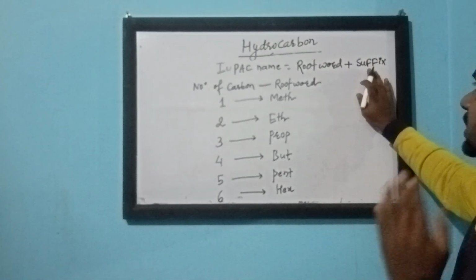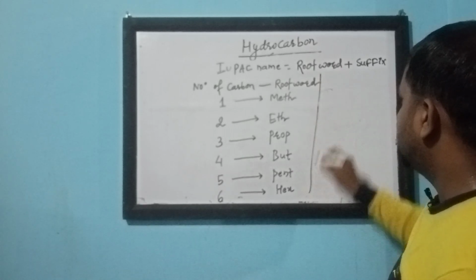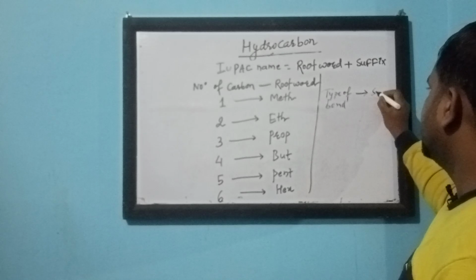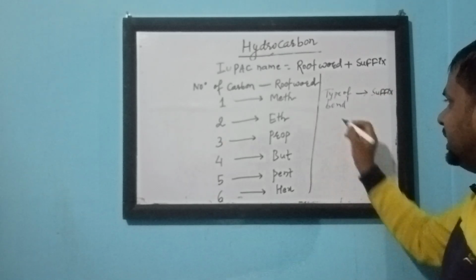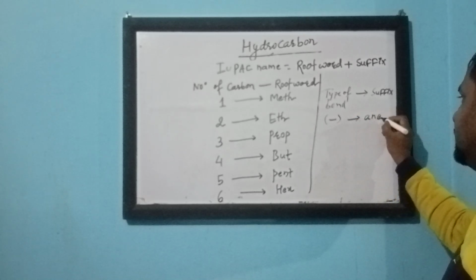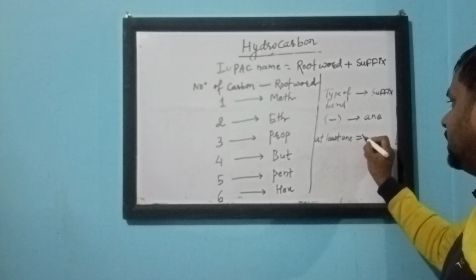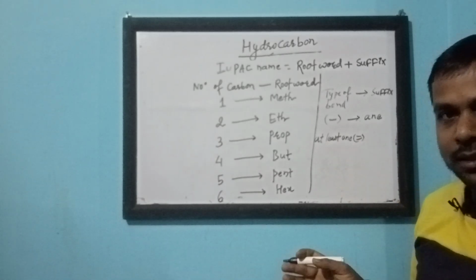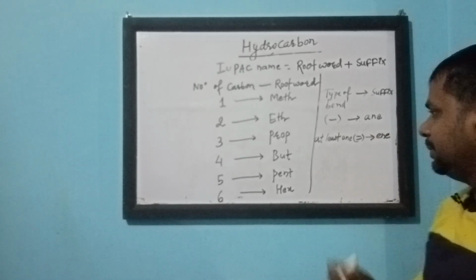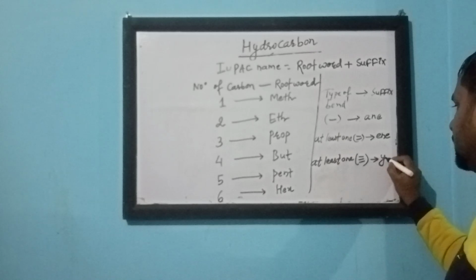Similarly, the suffix is determined by the type of bond. Suppose a compound has only single covalent bonds, then the suffix will be ane. If it has at least one double covalent bond, it does not matter how many single covalent bonds there are, then the suffix will be ene. Similarly, if there is at least one triple covalent bond, then the suffix will be yne.